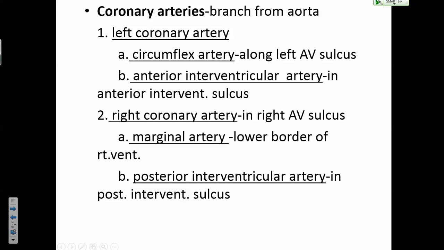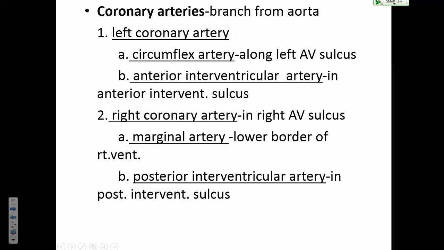And for this test, you're going to name the two main branches of each. So I've got them listed here, the A, B. Those are the circumflex and anterior interventricular arteries. Those are the two branches of the left coronary, and then the two branches of the right coronary are the marginal and the posterior interventricular.